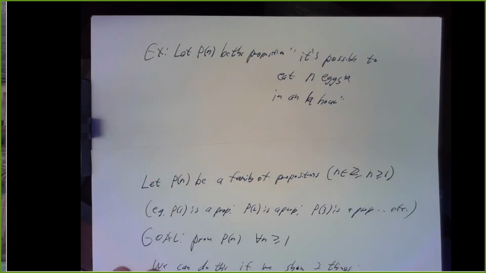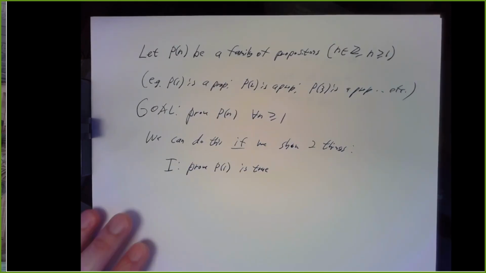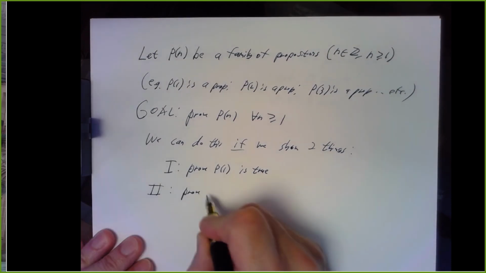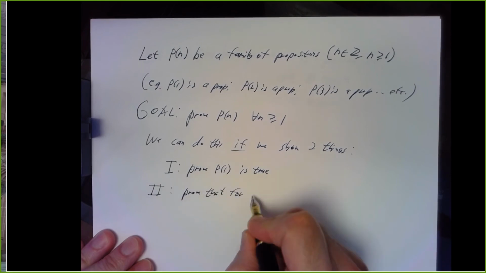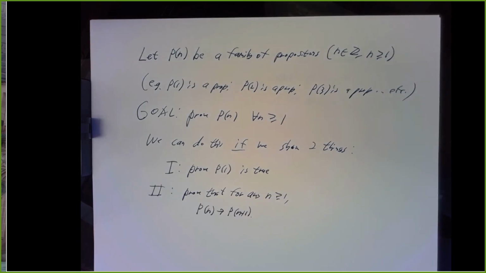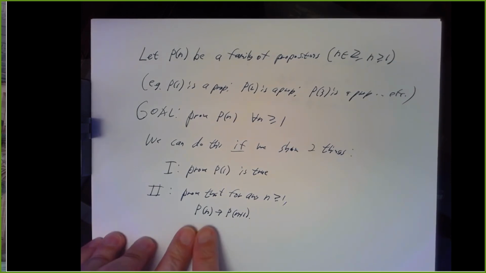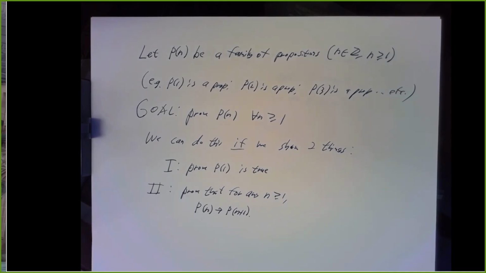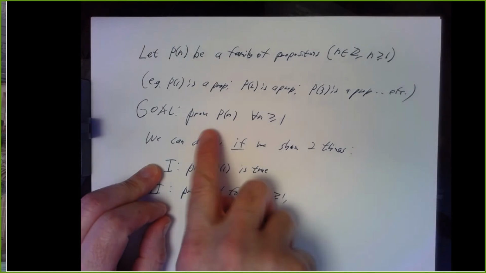So up here, prove it's possible to eat one egg in an hour. The second thing we have to show: prove that for any n bigger than or equal to 1, P of n implies P of n plus 1. In other words, prove that if P of n is true, then P of n plus 1 is also true. If we can prove both of these things, then we can claim that P of n is true for all n.